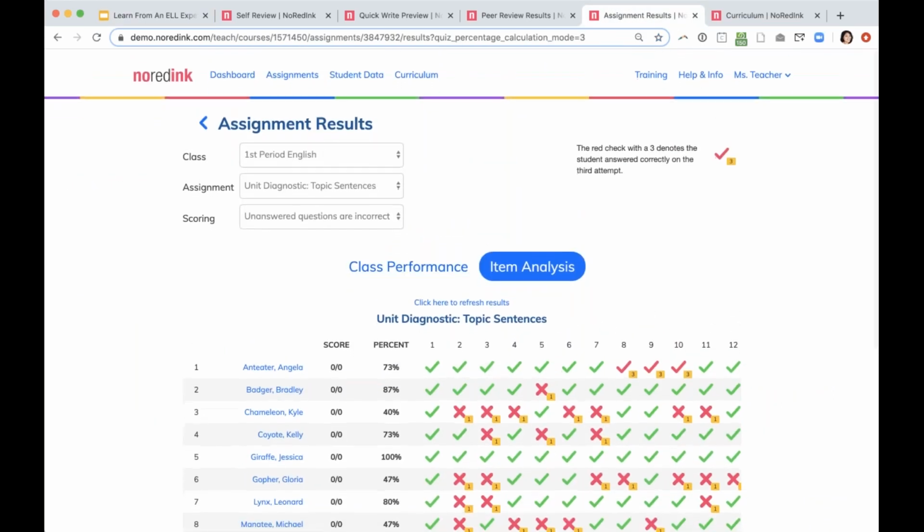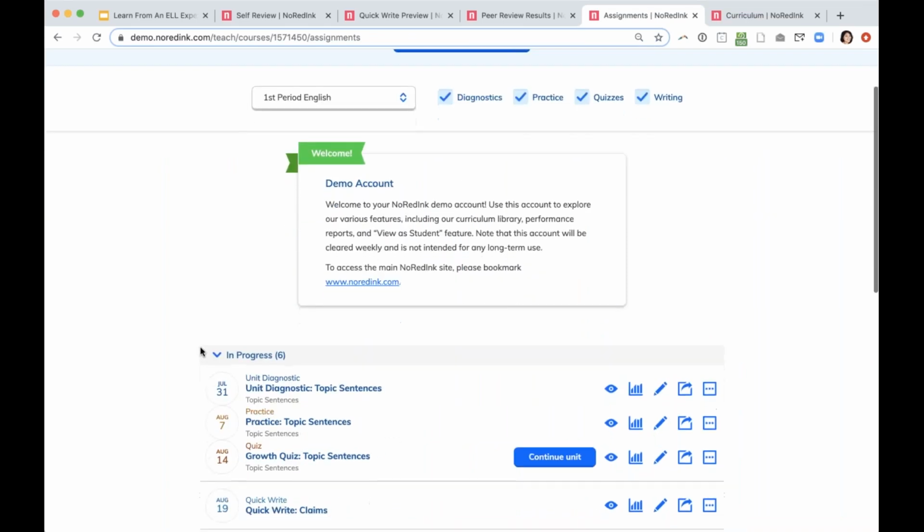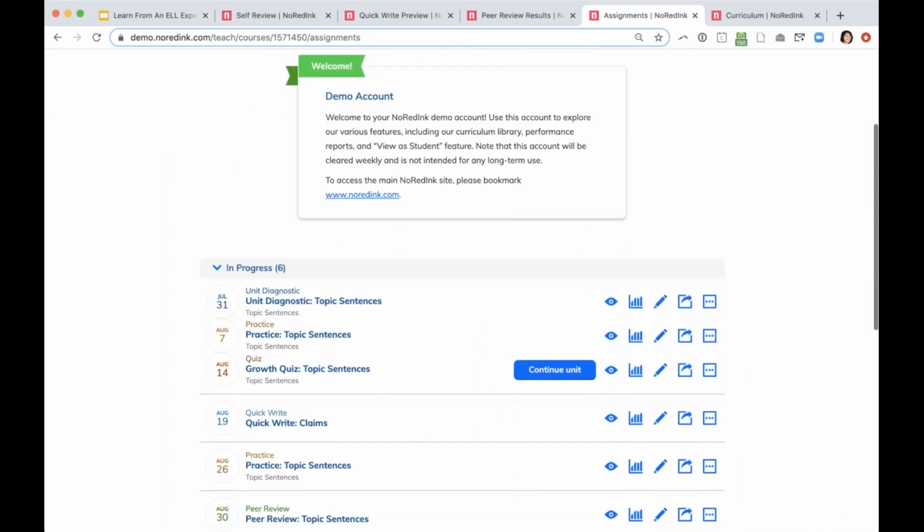Yep. And so kind of along those lines, I'm going to go back to my assignments page here to show you what that can look like. And so you can see here that we have that unit diagnostic started off at the top. And we created a growth quiz that is connected to it, meaning that it's going to test them on the same topics as they were originally tested on.